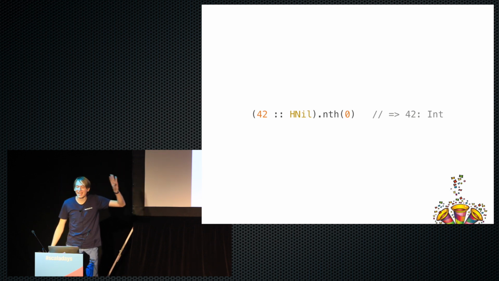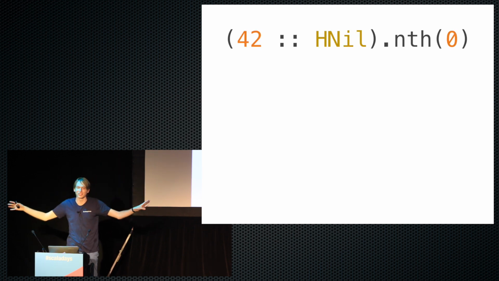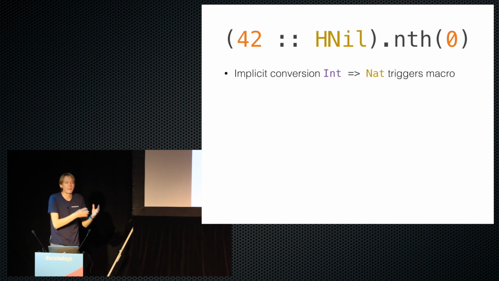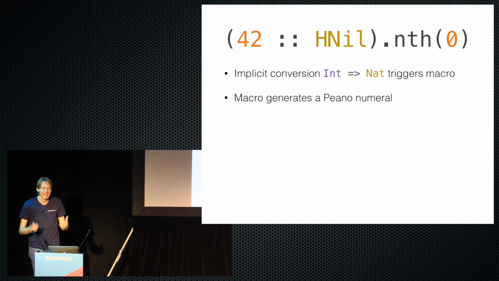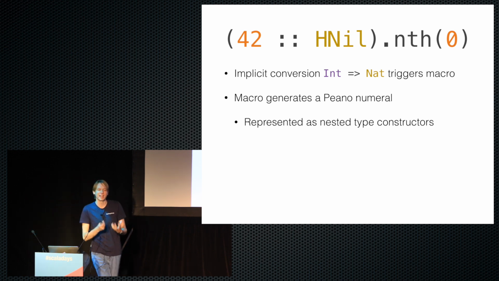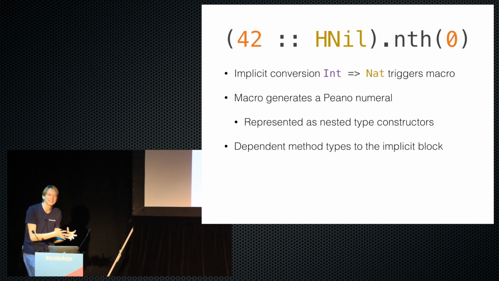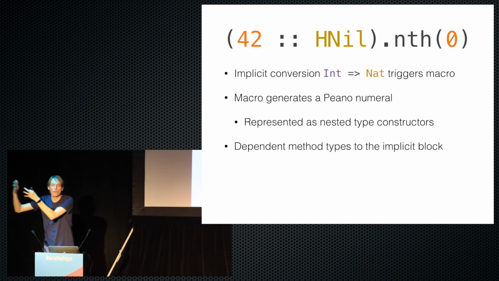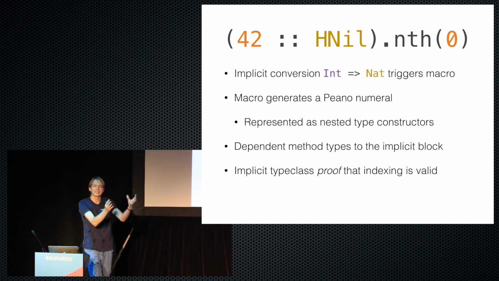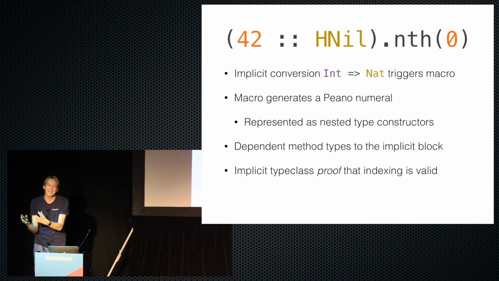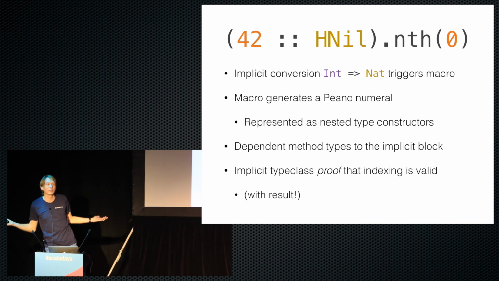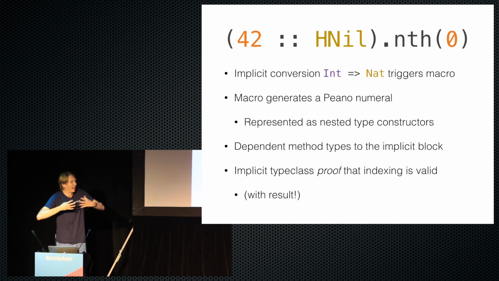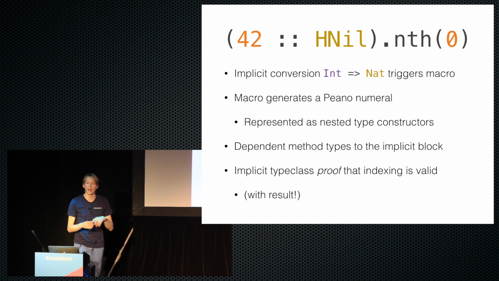Wow. Think about what's going on in this expression, right? We have an implicit conversion from Int to Nat that triggers a macro. And the macro runs at compile time and generates a Peano numeral, which is represented as a series of nested type constructors. And then we use dependent method types to shift the specific type over into the implicit blocks and an implicit type class, which generates a proof that the indexing is valid for some Peano numeral and some HList, and then when we're done, we just generate a result because values are trivial. So that's a lot of stuff. And it's all hidden in that tiny little expression, and we did this.